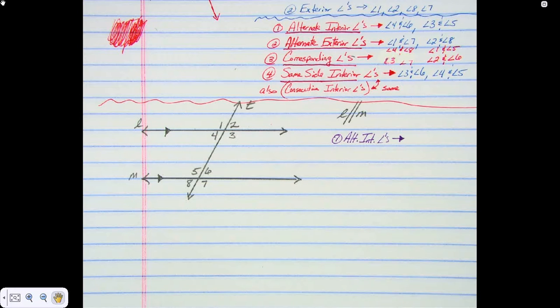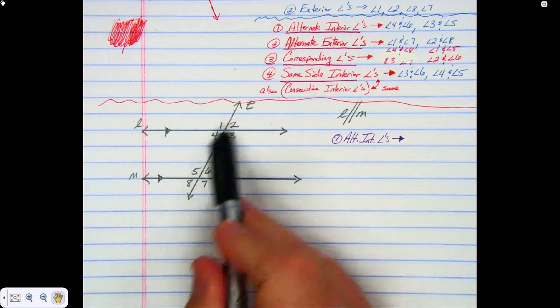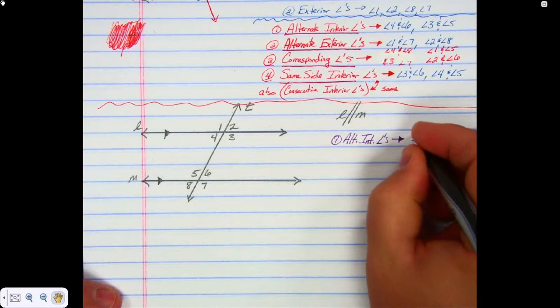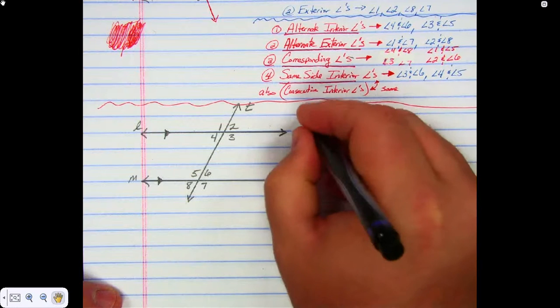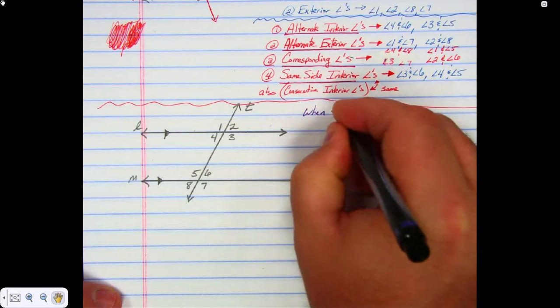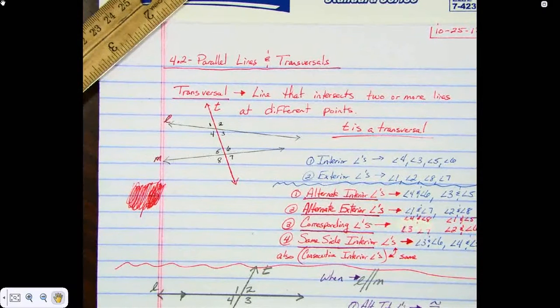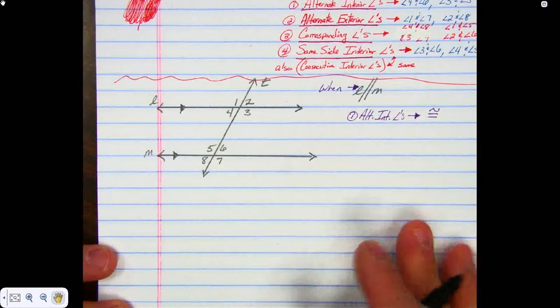Congruent. Well, what about 3 and 5? Do they look congruent? Yeah. Does this angle not look like it's the same? They all look congruent. Well, not all of them. Guess what? Alternate interior angles, when they're parallel, that's why I wanted you to see the difference. When they're not parallel, they sure don't look congruent, do they? When they are parallel, what do they look like they are?